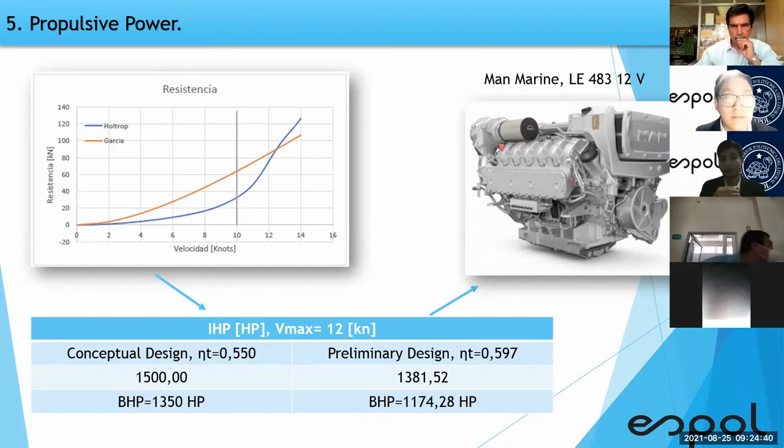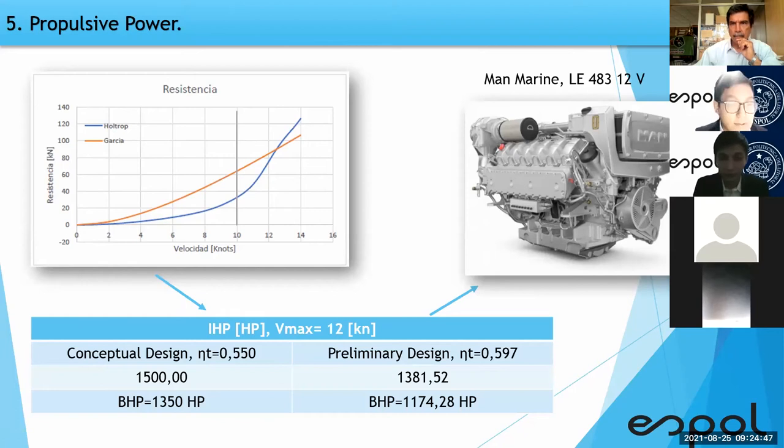It's considered a maximum speed of 12 knots. So we see a resistance of 80 kilonewtons by both methods, Holtrop and Garcia. They indicate engine powers in the conceptual and preliminary designs that are close. The difference lies in efficiency: 0.55 in the conceptual and about 0.6559 in the preliminary. The engine chosen was a 12-cylinder MAN marine engine.